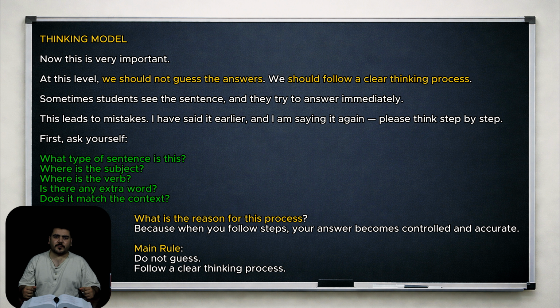Now, this is very important. At this level, we should not guess the answers. We should follow a clear thinking process. Sometimes students see this sentence and they try to answer it immediately. This leads to mistakes. I have said it earlier, and I'm saying it again. Please think step by step.